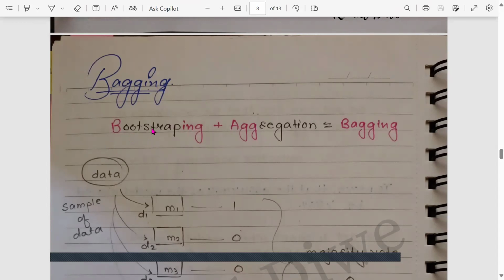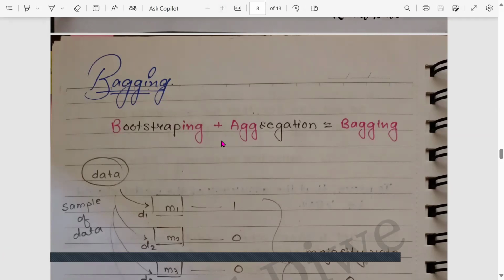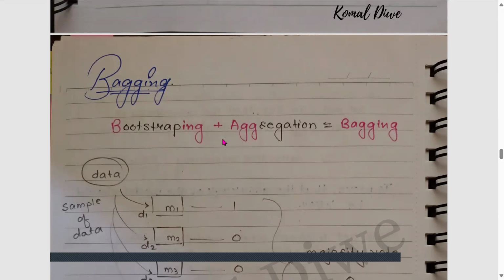Bagging is the combination of two words, bootstrapping plus aggregation. Guys, you have to remember this. Once again, revise with me. Chant with me. Bagging is the combination of bootstrapping plus aggregation.